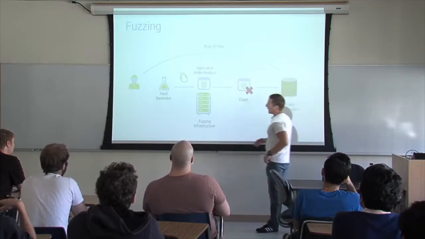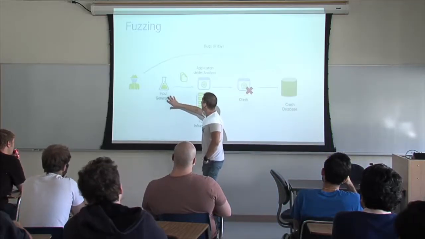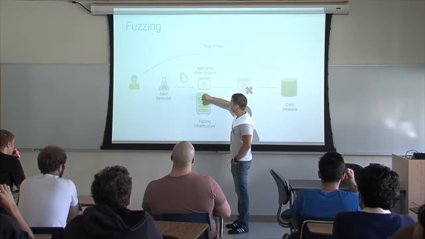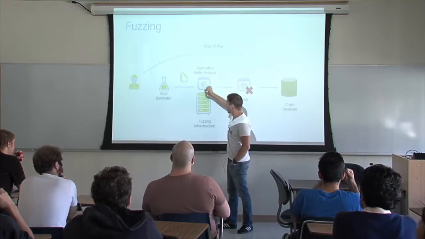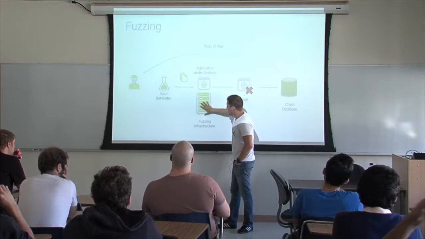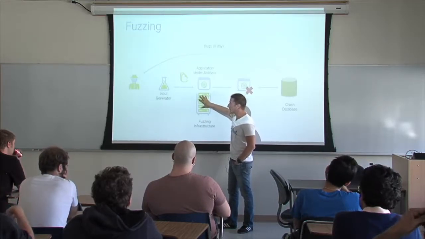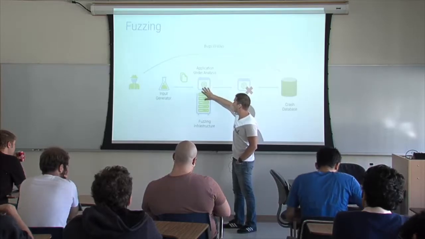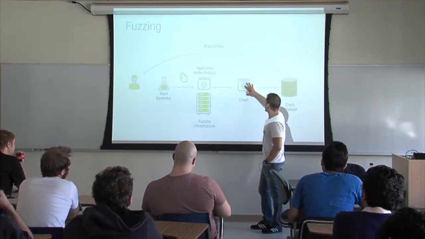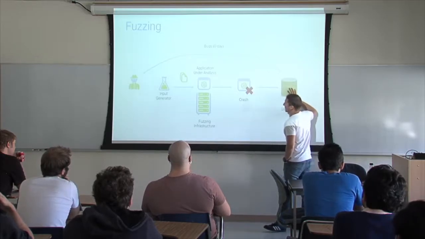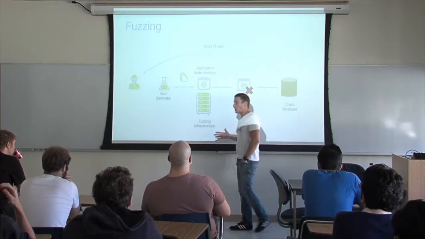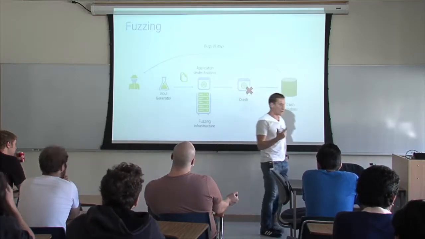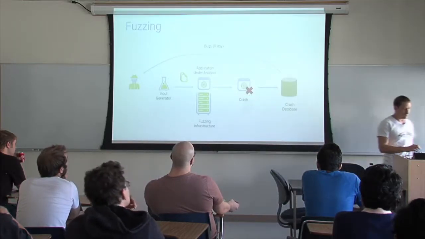You have some kind of input generator that provides input to the application under analysis, which is instrumented by some kind of fuzzing infrastructure. It's very generic, but fundamentally monitors what this is doing. And if there is a crash, it goes in a database, and then somebody looks at this crash and finds, oh, I found an actual bug, a 0-day or something like that.